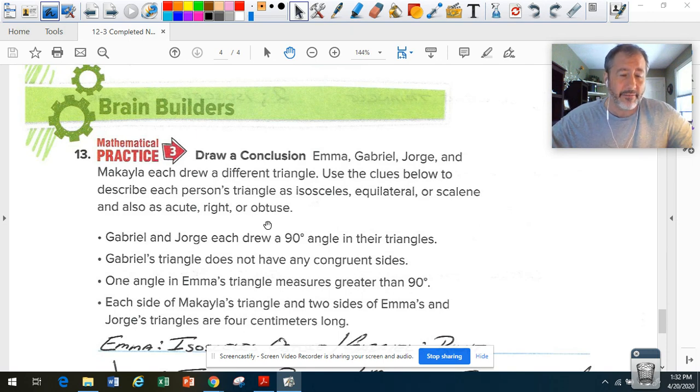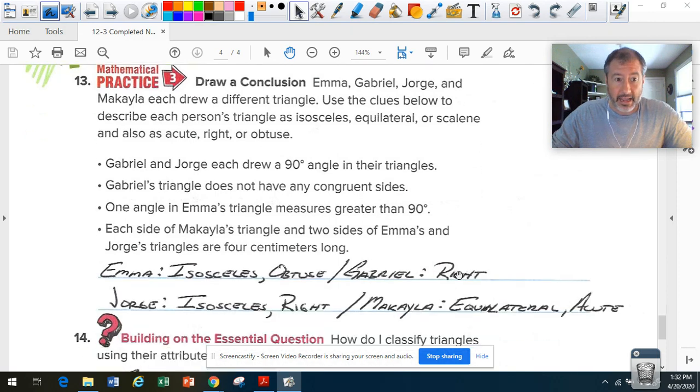Gabe's triangle does not have any congruent sides. So Gabe, right triangle, no congruent sides. What's that going to be? Did you get Gabe as a right? Okay, and also, Gabe is right, and it should be scalene. I must have forgot the word scalene over here, so make sure you put scalene over here. My bad. Okay, actually, I'll write that in here. Scalene. It's a right scalene. Very good.